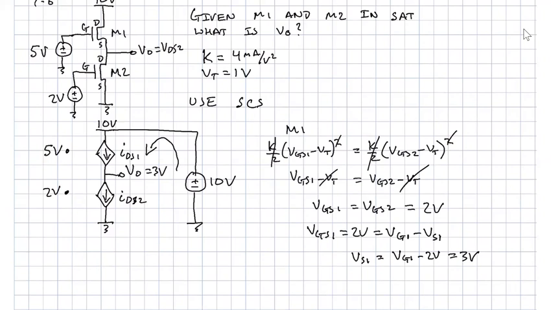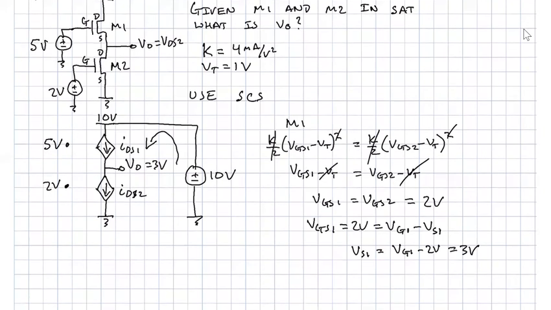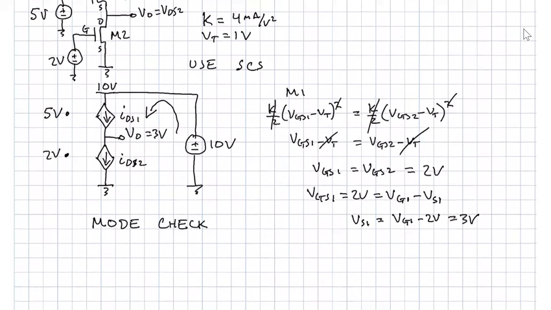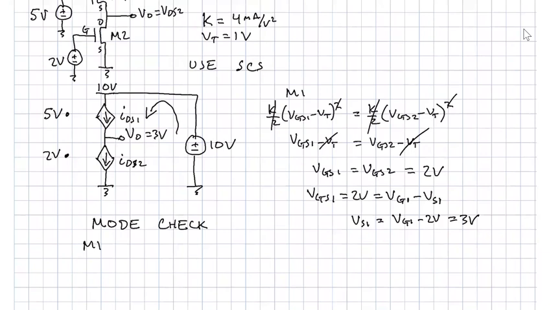Now, as a final check, this was the comment that I made earlier: we assumed a mode of operation. We got an answer. It's a really good idea to always check that your assumption of the mode of operation was correct. So let's do that for both of those devices. So let's call this our mode check. For M1, we're going to have to apply the criteria. We want to be in saturation because that's where we were told to be.